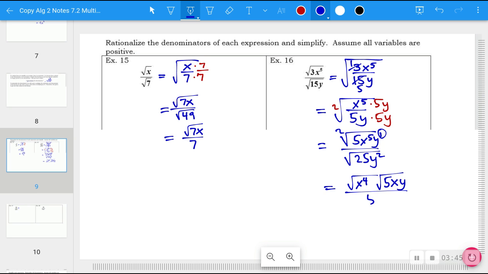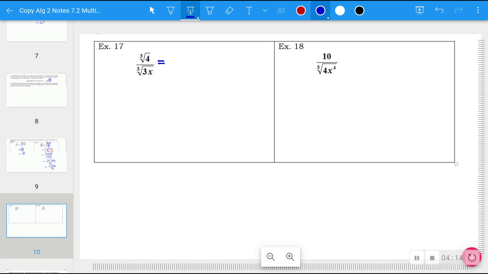Okay, the bottom is 5y. That's what we get down here. And by the way, that's why we did all of this up here, multiplying the top and bottom by 5y. And this part in the front here simplifies to x squared. So you get x squared, square root of 5xy, over 5y. Now you have to really be careful here. It's easy to leave something behind. Okay, that one's done. Let's do another example of this.